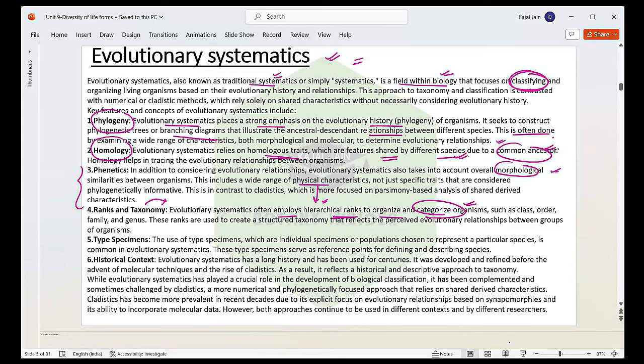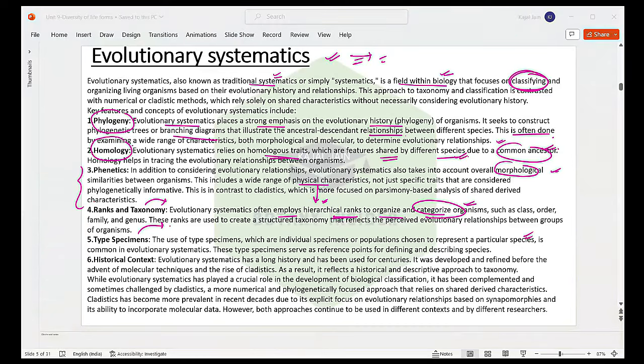Then type specimen. There's something called holotype, paratype, neotype, and all these things, for which there are 3 to 4 questions. I've kept this particular segment for your question part itself. As and when we look into the questions, at that time I'll give you the entire list of the various types possible. Okay.